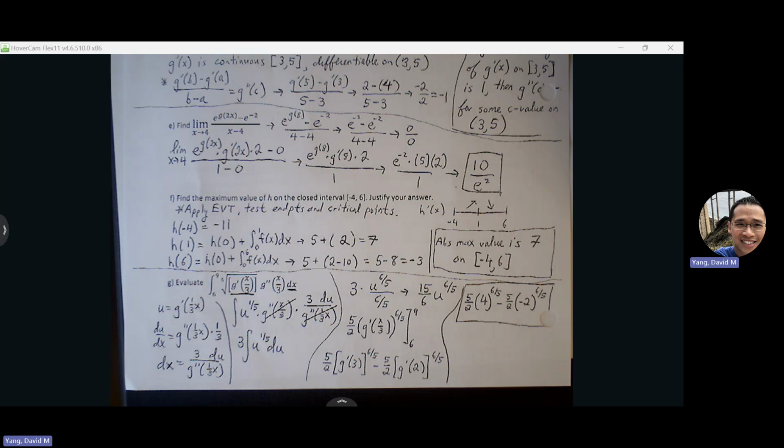It's 3 divided by 6/5, which ends up being 15/6, which I reduced to 5/2. I can leave it as 15/6. If you leave it at 15/6 at the end, that's fine. You don't have to reduce down to 5/2.